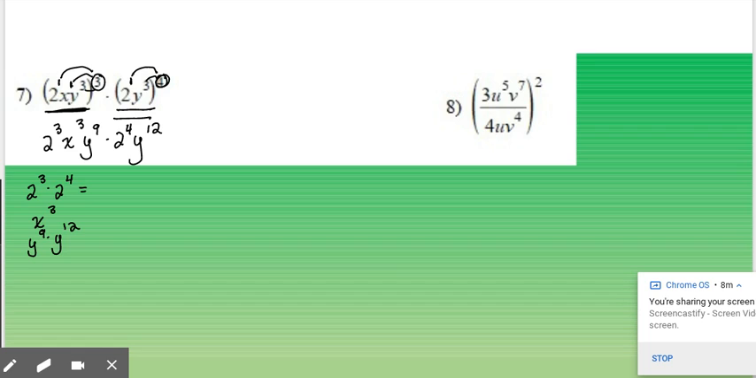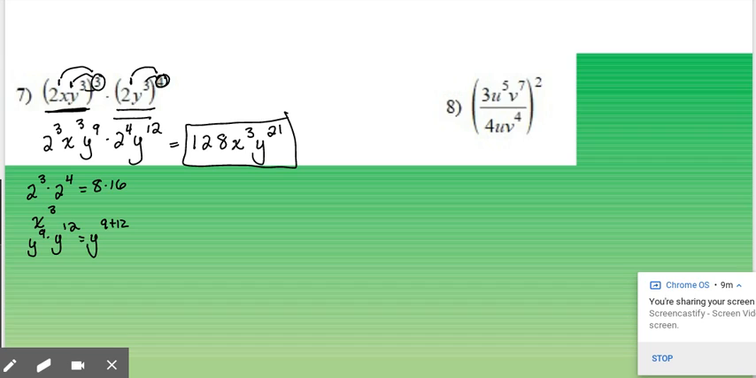Now, with the numbers, remember, we're going to take care of that. 2 to the 3rd is 8. 2 to the 4th is 16. So I have 8 times 16. And I get 128. With my x's, I just have x to the 3rd. My y's, I'm going to add those exponents. 9 plus 12 is 21.